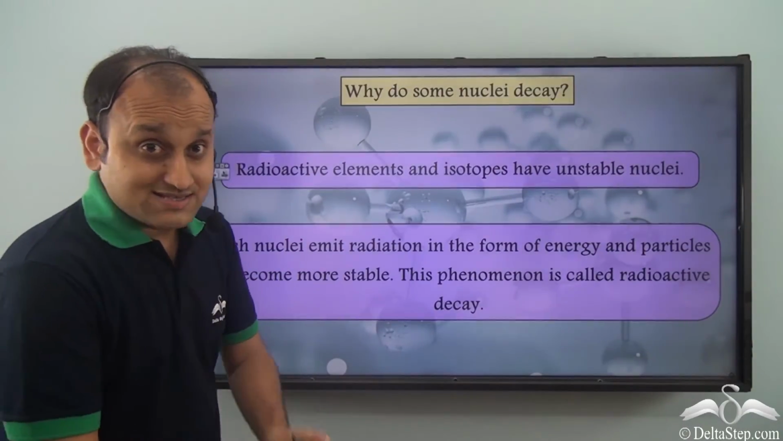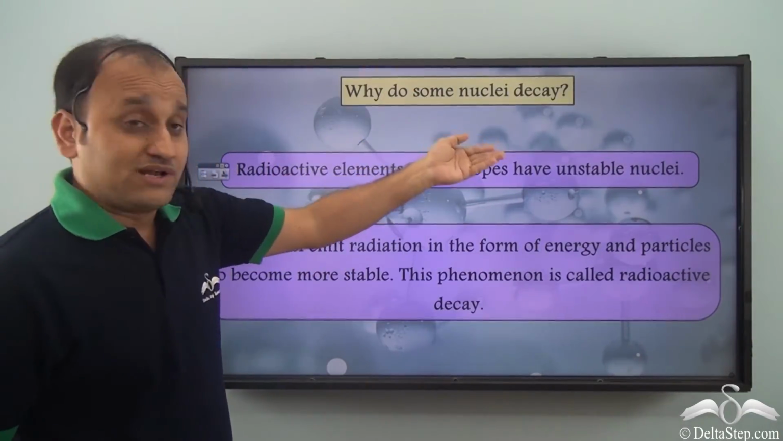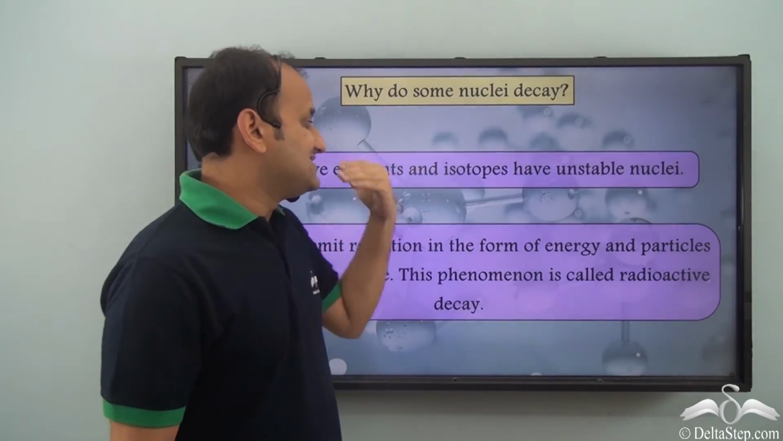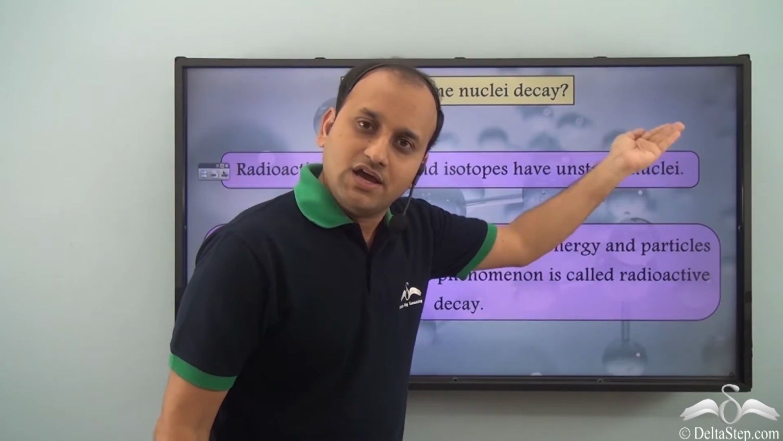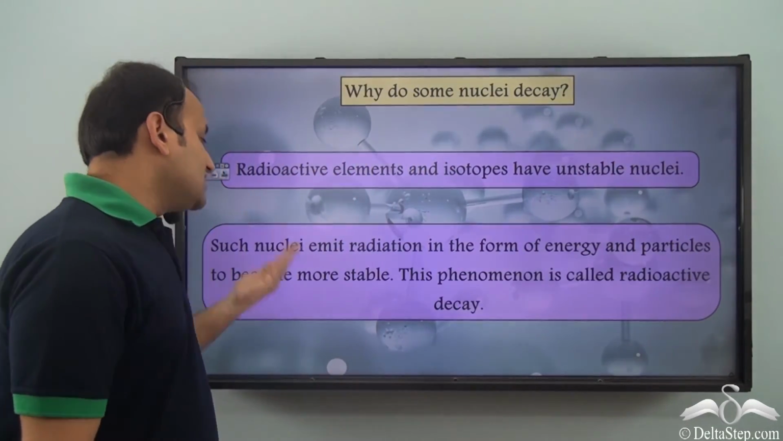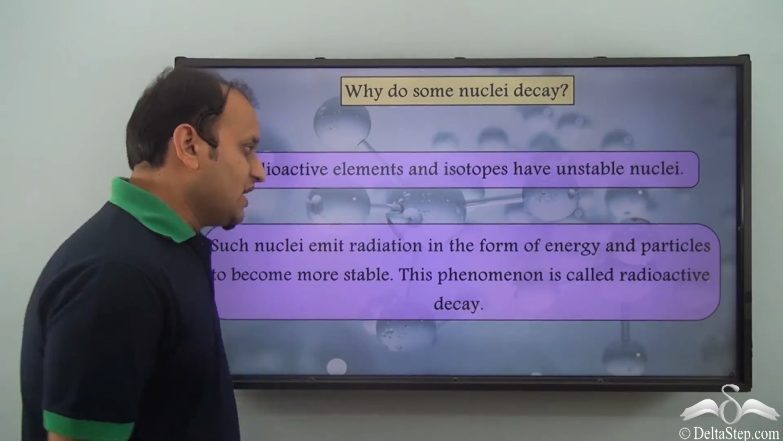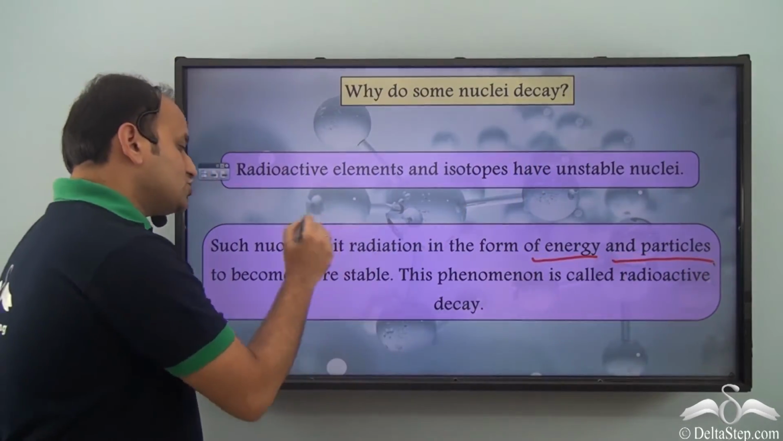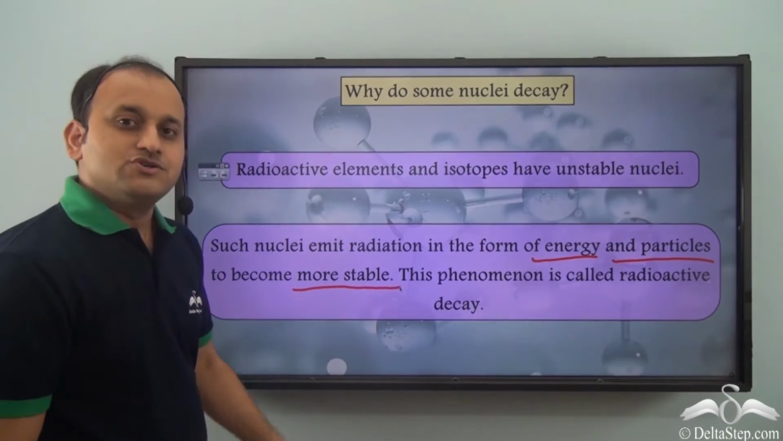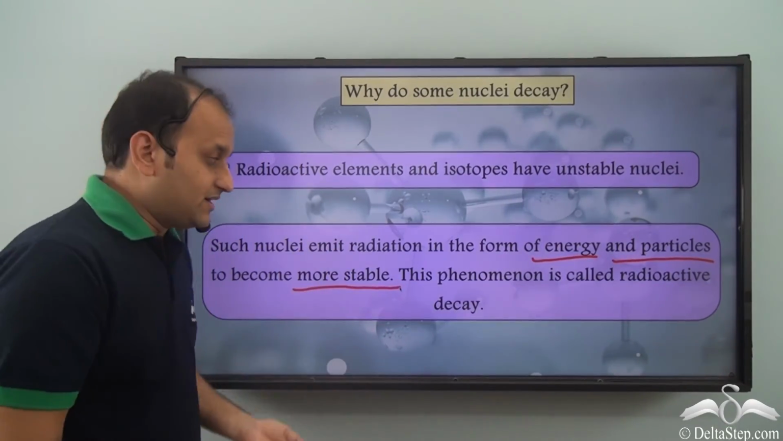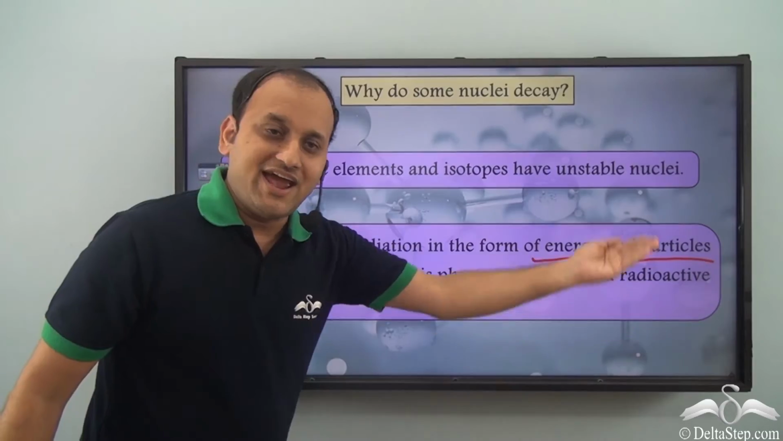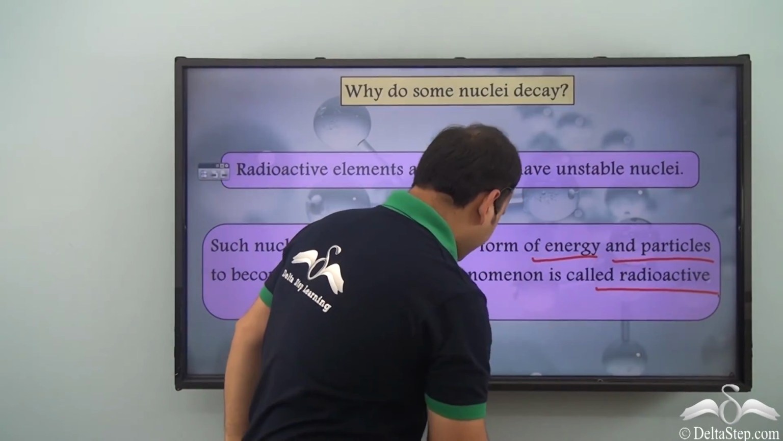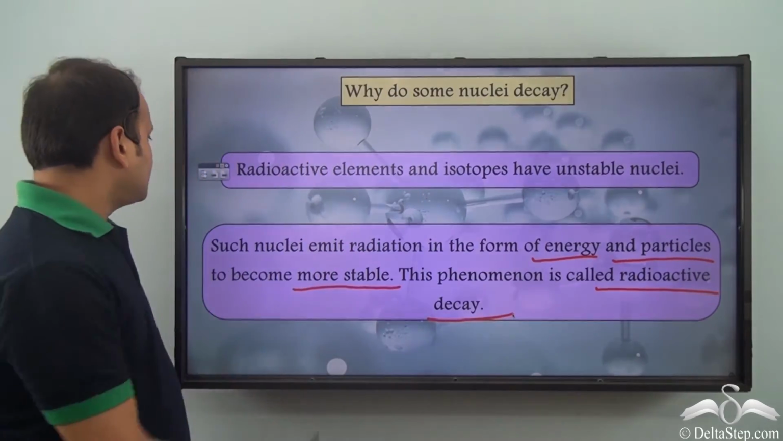So the question arises, why do some nuclei decay? Well, we know that radioactive elements and isotopes have unstable nuclei, and such nuclei emit radiation in the form of energy and particles to become more stable. So to attain stability, they emit energy and particles, and this phenomenon is called radioactive decay.